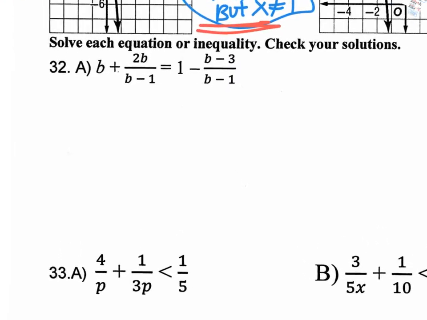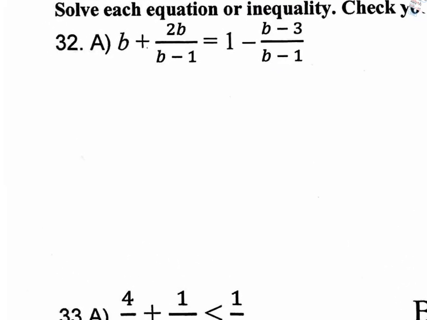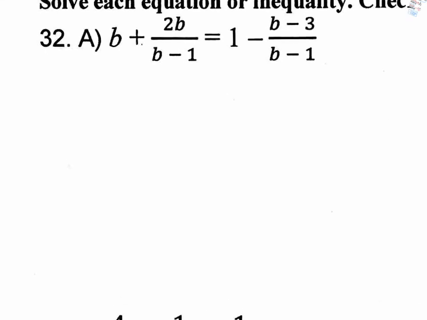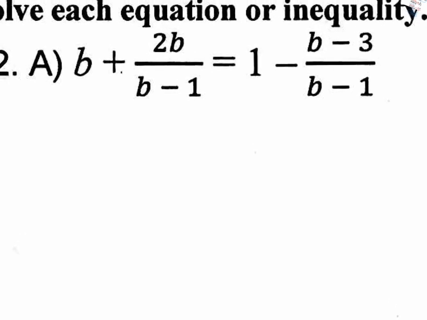Let's solve this equation or inequality. It also says check your solution. Make sure you don't have any extraneous answers. So right here on number 32, we have an equation. It has fractions involved, so you want to get rid of the fractions. You're going to have to multiply everything by the denominator of the fraction you want to get rid of. So what I'm going to do is multiply everything by b minus 1.